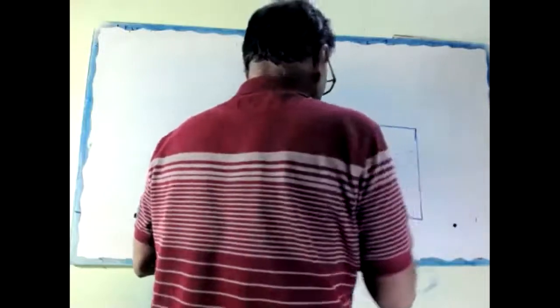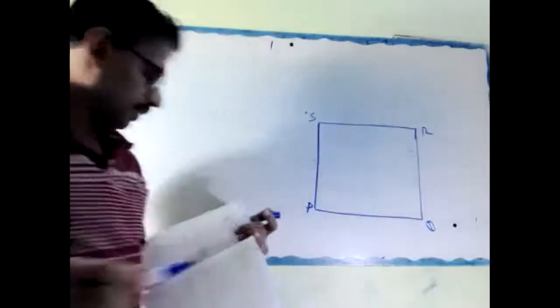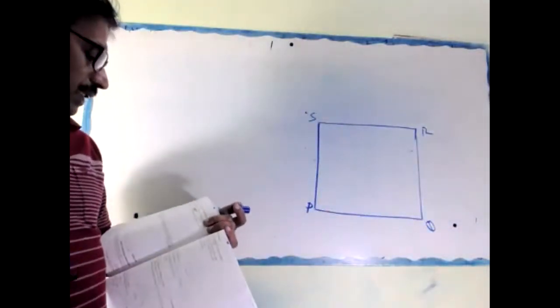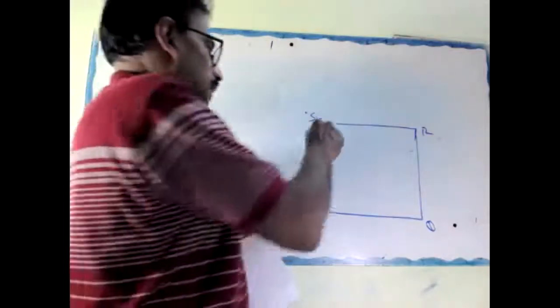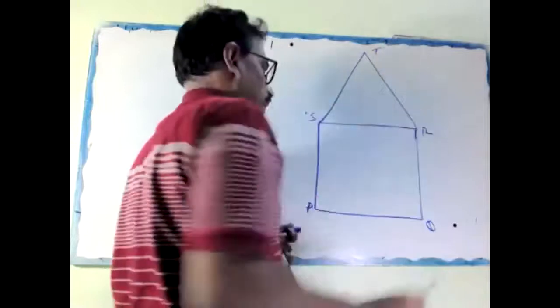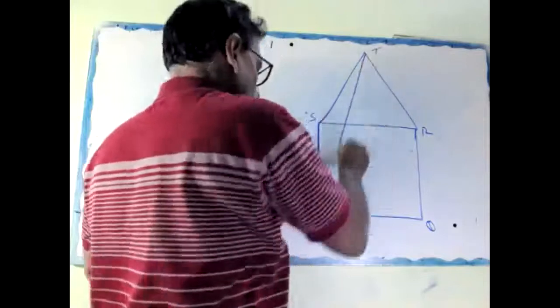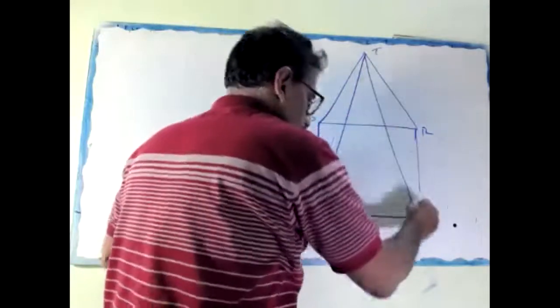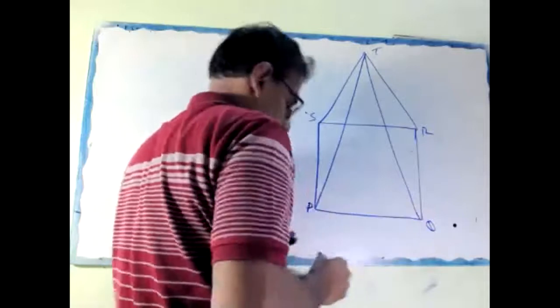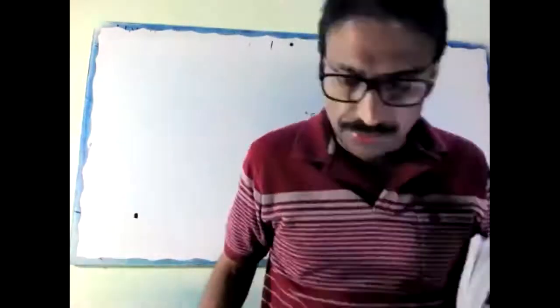In figure, PQRS is a square. SRT is an equilateral triangle. Prove that PT equal to QT.